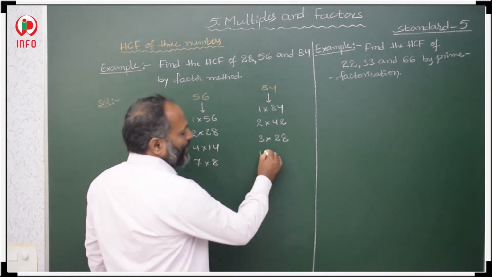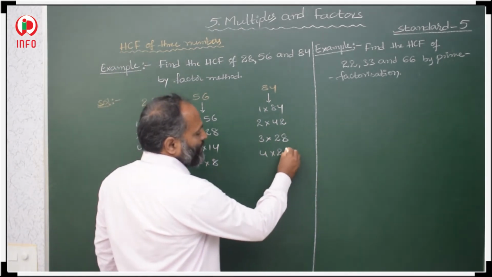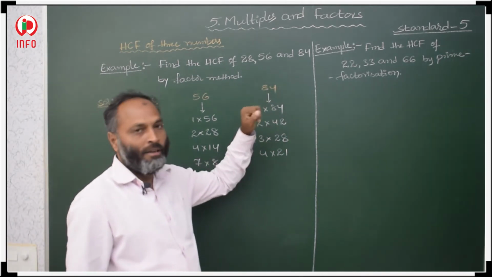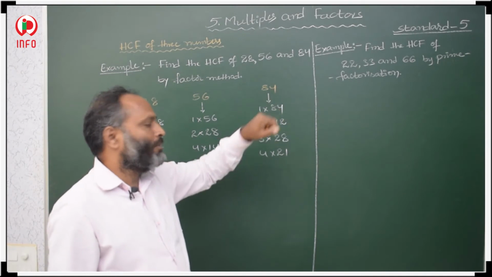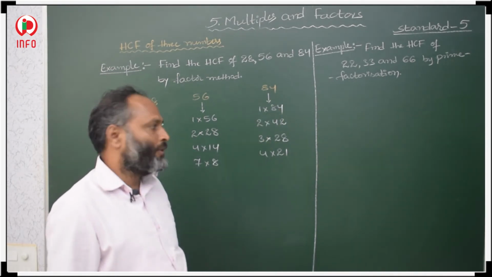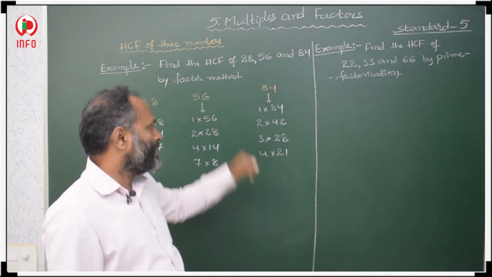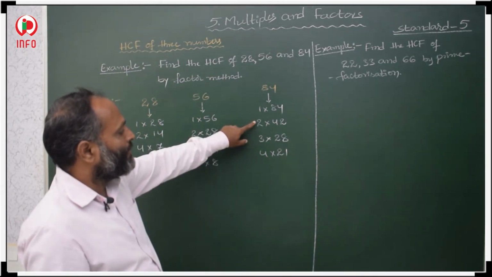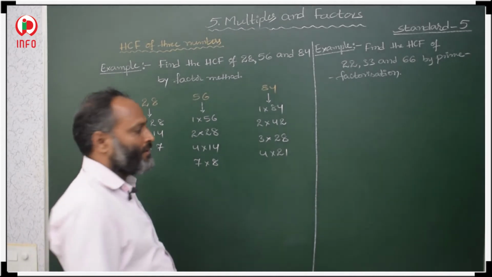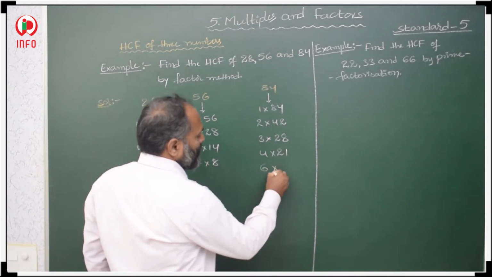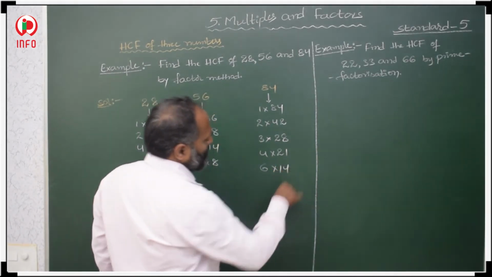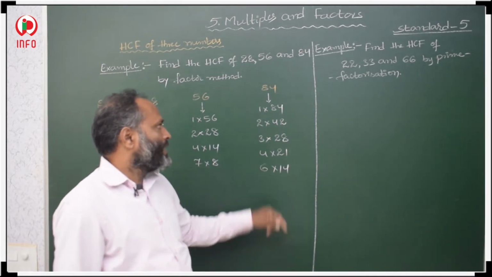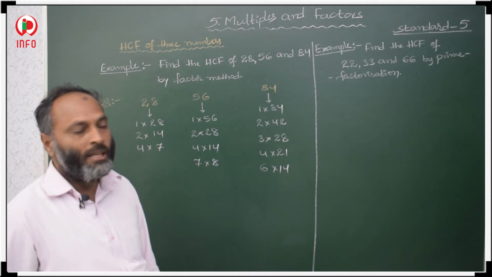In the 4 table also it divides: 4 21s are 84. In the 5 table it won't divide. Why? Because in the ones place 4 is there. Then check the 6 table: it is divisible by 6. Why? Because it is divisible by 2 and 3, so it is divisible by 6 also. 6 14s are 84.